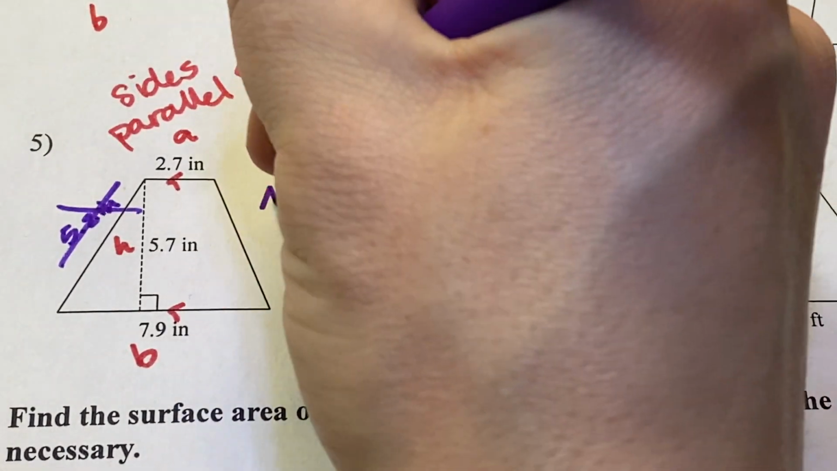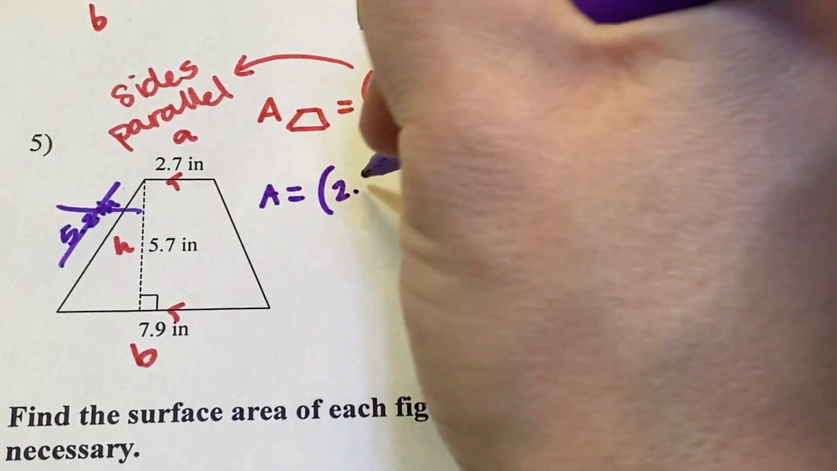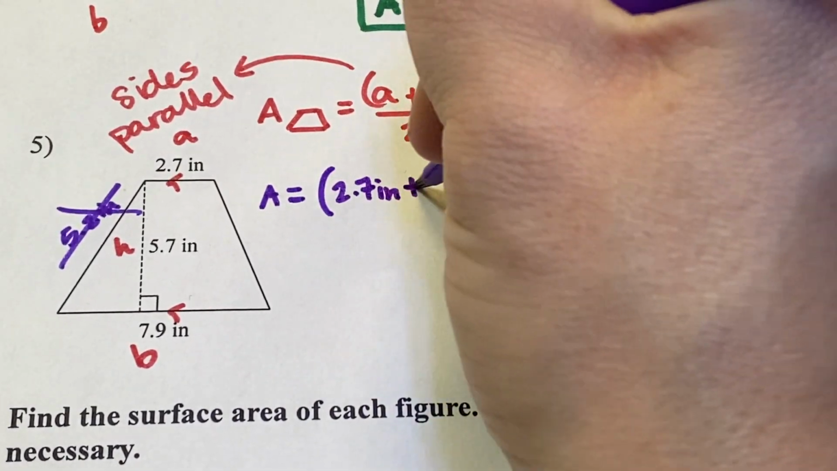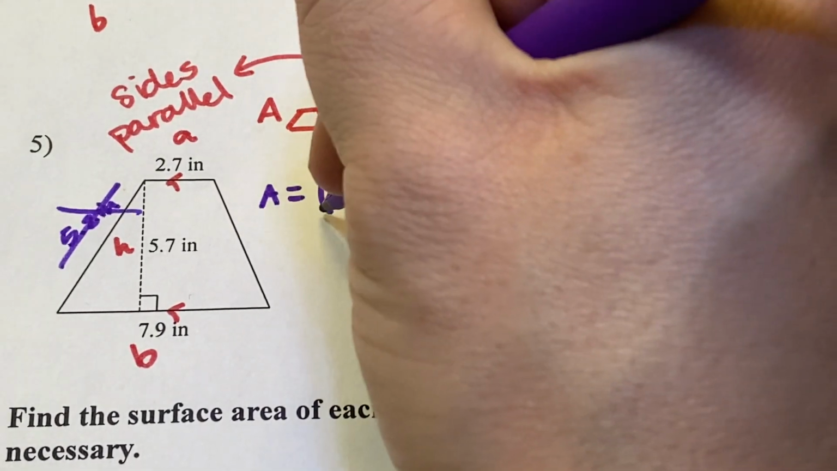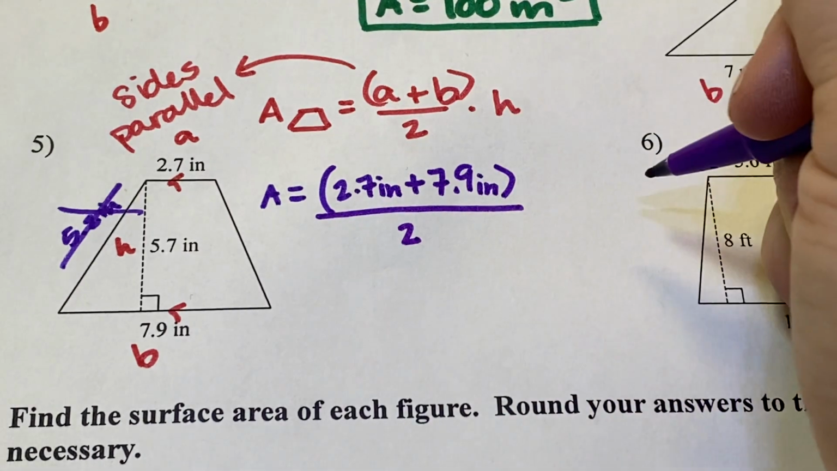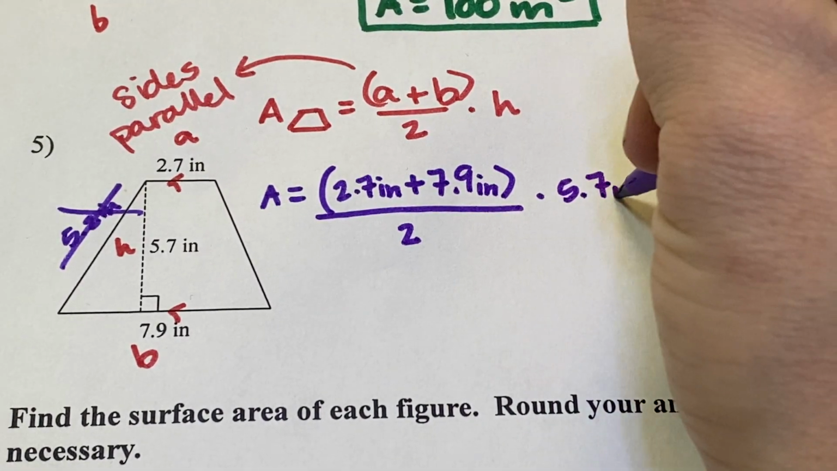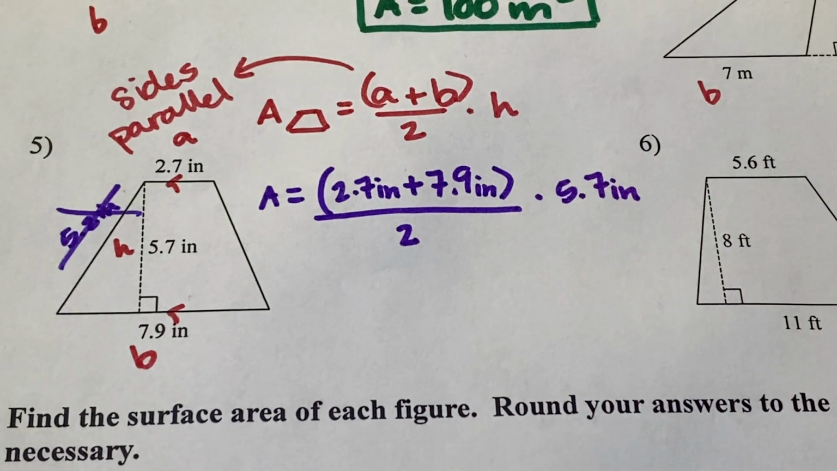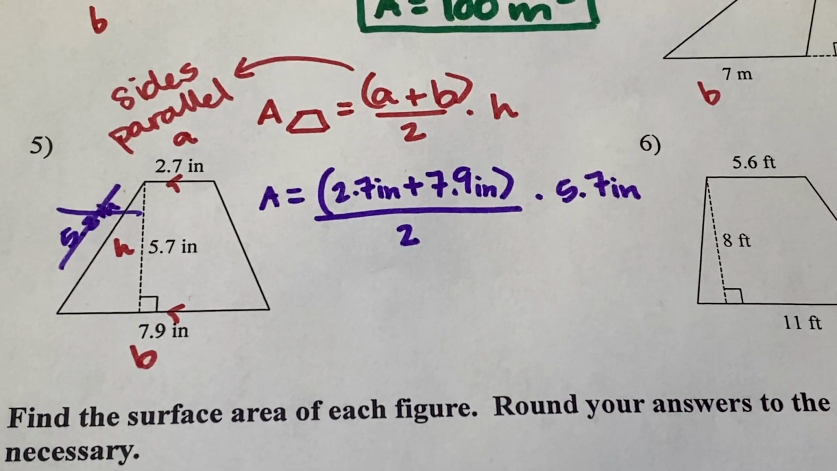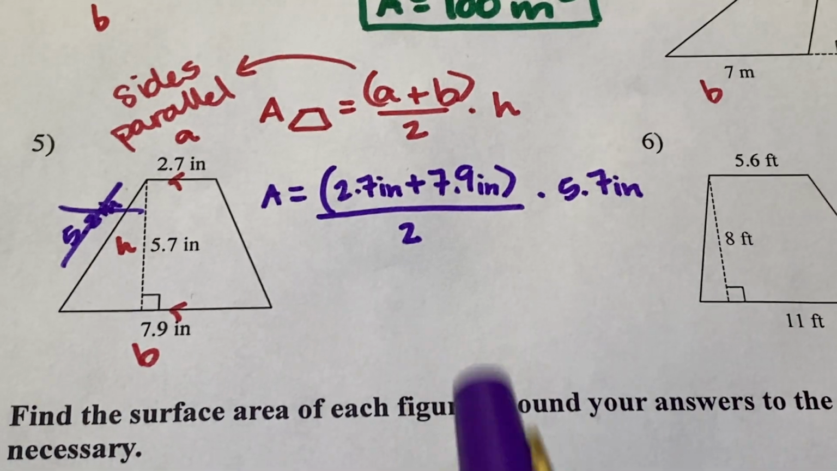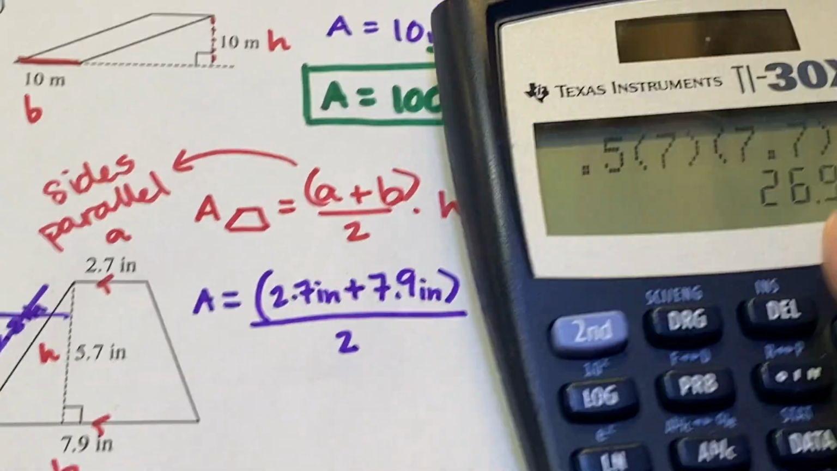So on top, we have our A plus B. I have 2.7 inches plus 7.9 inches, all being divided by 2, and then all being multiplied by the height of 5.7 inches. Okay, so let's go ahead and take this piece by piece. First, I wanted to figure out this numerator, the parentheses.